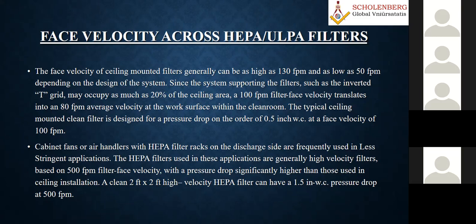Okay. So now, the second part, the phase velocity, particularly for the ceiling mounted filters, the range is given as 130 foot per minute to 50 foot per minute, depending on the design of the system. So on that basis only, you have to work out your calculations and the bill of materials. Similarly, normally you have a cabinet fan or air handlers with HEPA filter racks on the discharge side. These type of small applications we use in the hospital generally, because inside the hospital, when they do construction work, they create so much dust.